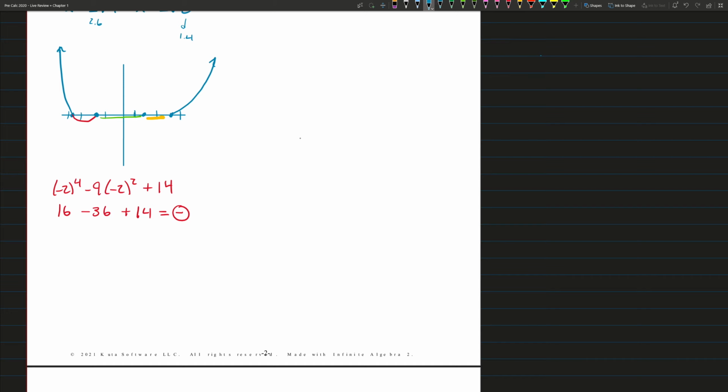Then we do the same thing with green, so we can test something in between these two zeros. So we can try 0. We get 0 to the 4th minus 9 times 0 plus 14. That just ends up being 0 minus 0 plus 14, which is positive. So it comes up, and then it comes back down to the 0. And then we test that spot in orange, so we test positive 2.